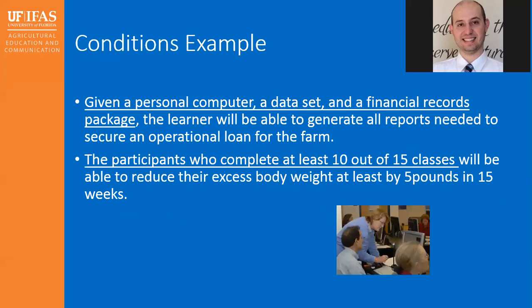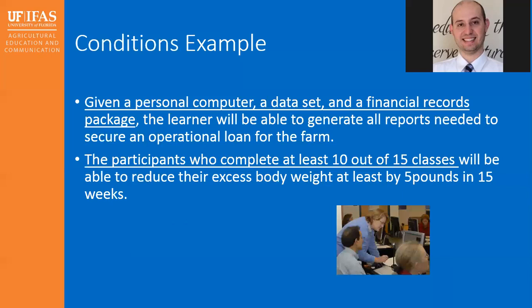So some condition examples. Given a personal computer, a data set, and a financial records package, the learner will be able to generate all reports needed to secure an operational loan for the farm. And then: the participants who complete at least 10 out of the 15 classes will be able to reduce their excess body weight at least by 5 pounds in 15 weeks.